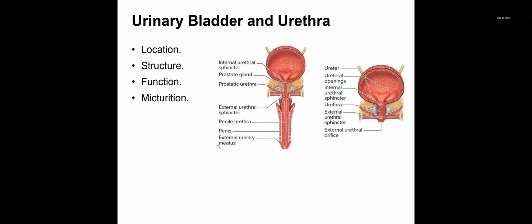When we think about micturition, micturition is the process of releasing urine from the bladder, or just urinating. This occurs when the internal and external sphincters at the base of the bladder relax, allowing the urine to flow out the urethra.